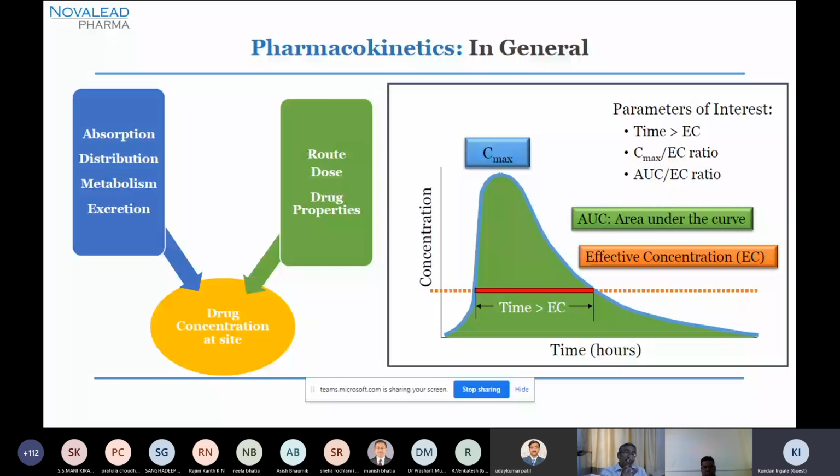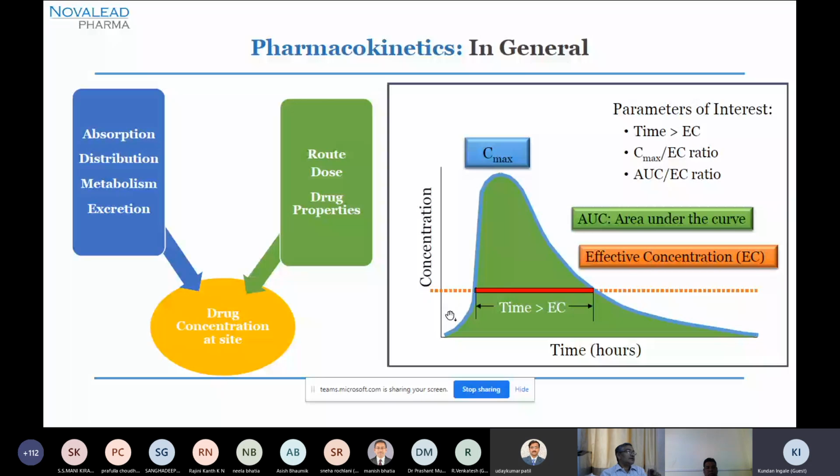What is the Cmax to EC50 ratio? This Cmax to EC50, or effective concentration, ratio is also important. The higher the ratio, you can assume that for more time, the drug will remain above the effective concentration. The AUC to effective concentration ratio also dictates for how much time the drug will remain above the effective concentration.